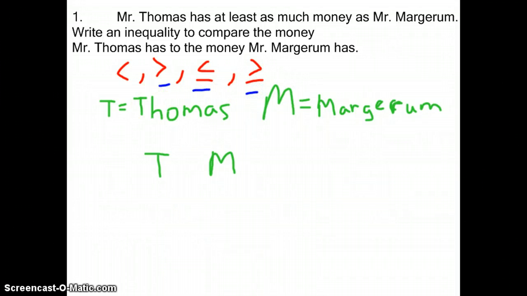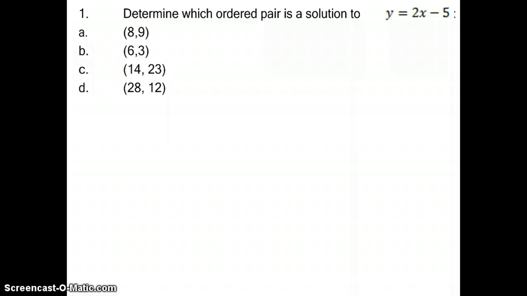Well, our situation says he has at least as much money as Mr. Marjoram. So we need to look here and see how T is going to relate to M. Well, if he has at least as much money, that means he could have the same amount of money, or he could have more money. So the symbol we should have used here is Mr. Thomas is greater than or equal to Mr. Marjoram.